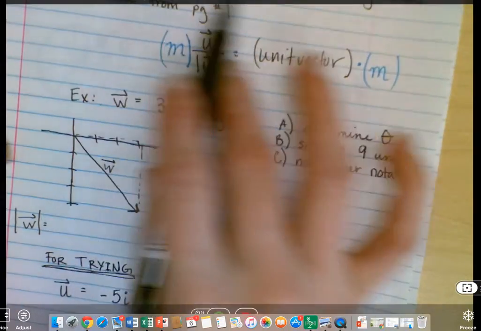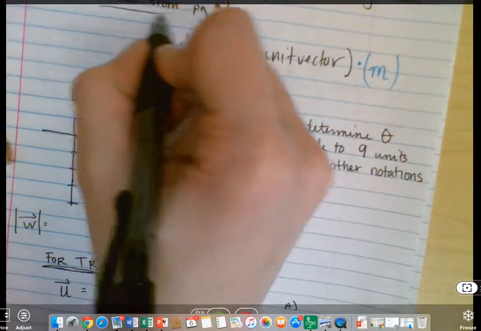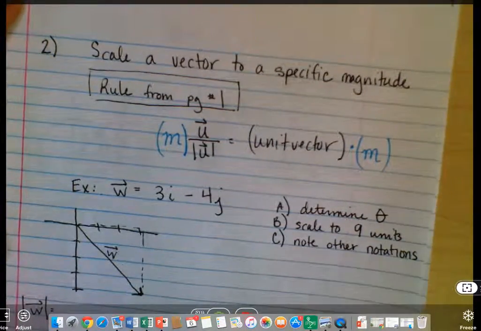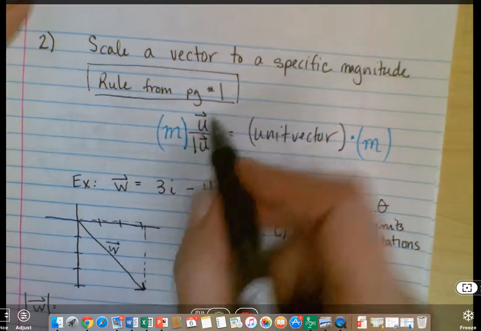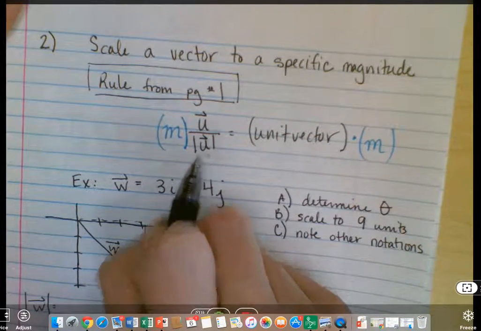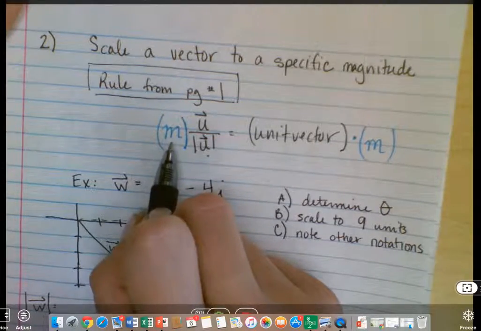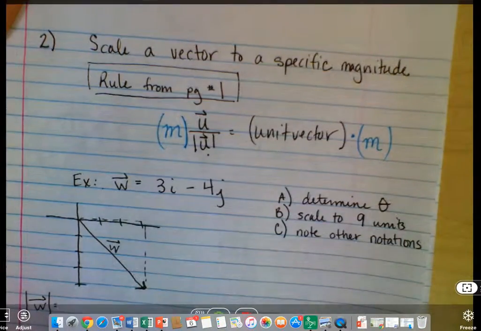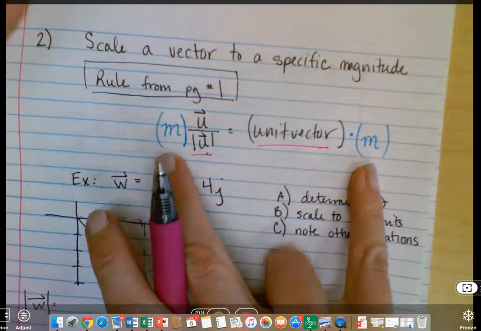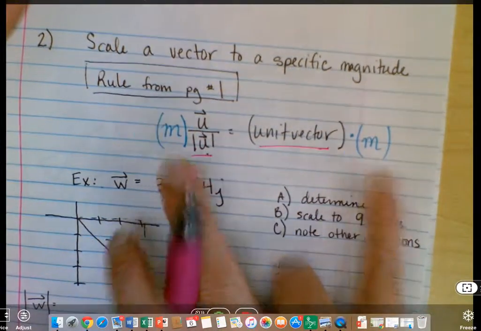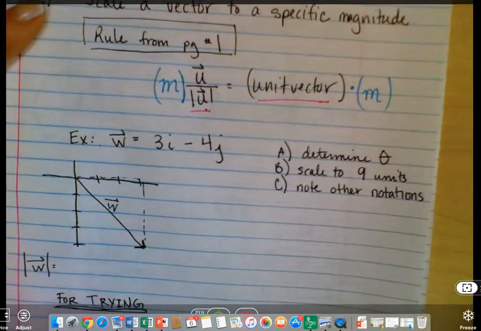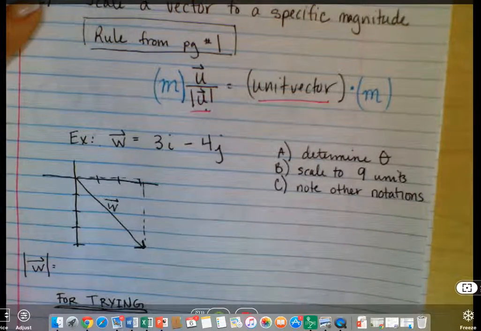Two, this is a reference back to that very first rule we looked at in this section, the rule from page 1 in our notes, which is that if I have some vector and I scale it down to make it a unit vector, I can scale it back up to be any size I'm interested in. So I make a unit vector and then I scale it up to be a specific size, and I've got what I want. So we're going to quickly run through an example, and then I'm going to have you do one for practice before you come back tomorrow, so you're ready to ask questions.